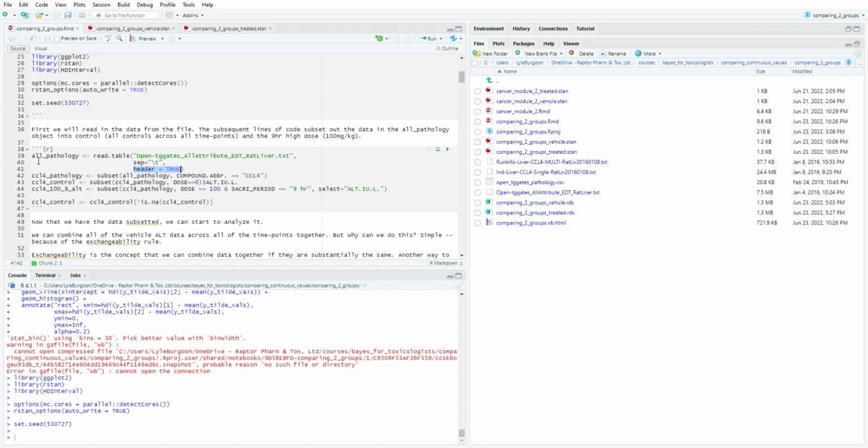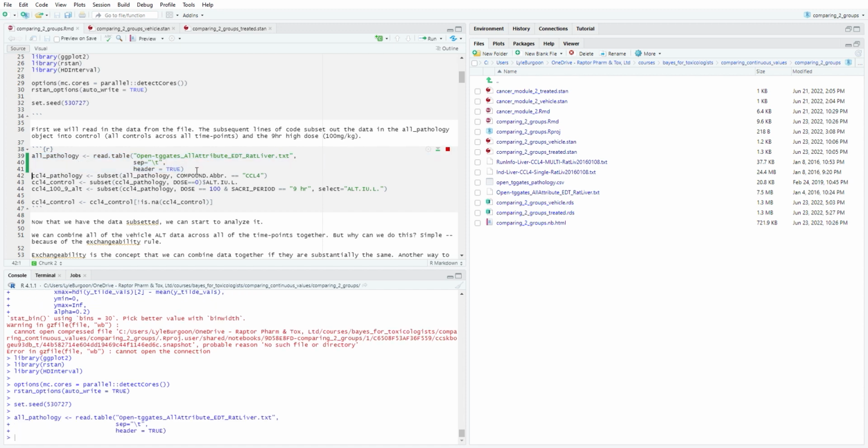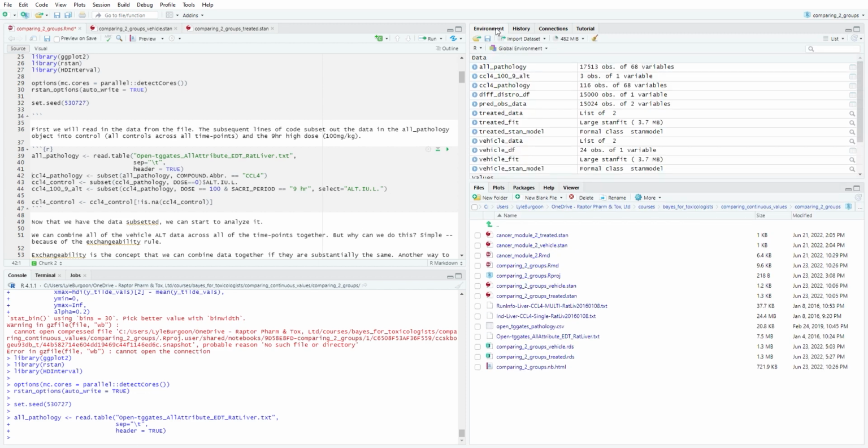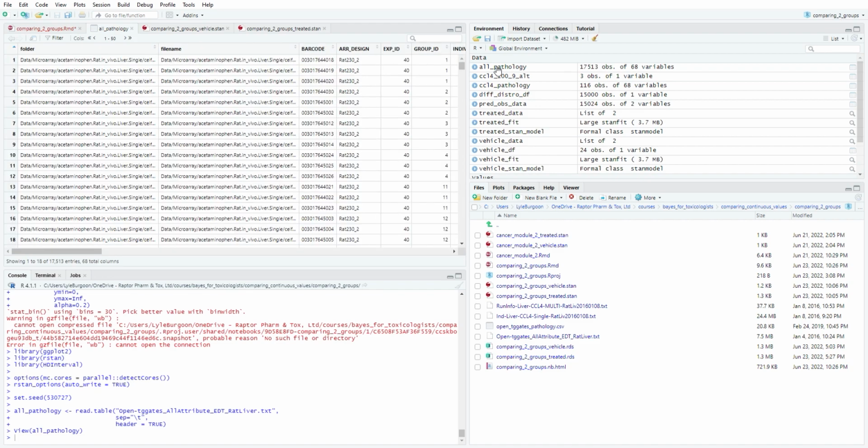Once we read this in, I'm just going to run this line right here. Let's just run just that line. I want you to see what this looks like. So I'm actually going to go over here. Okay, so there's all pathology. I'm going to open it up right there.